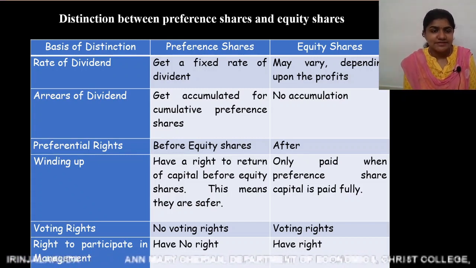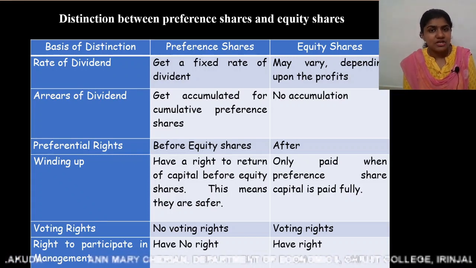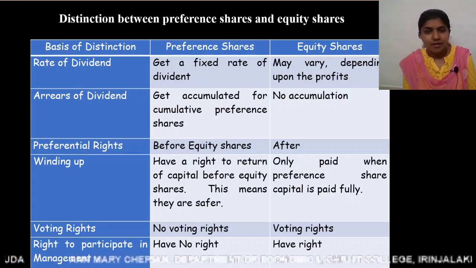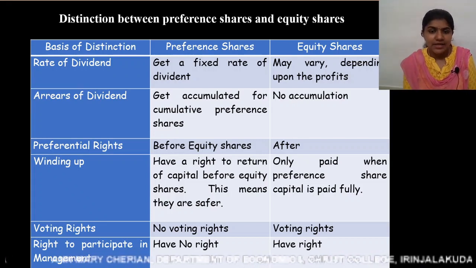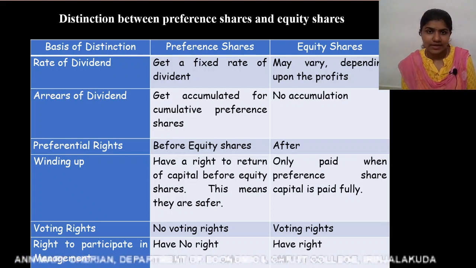Next basis of distinction is voting right. Preference shares have no voting right because they are not the owners of the company. They have no voting rights, whereas the equity shares have voting rights.